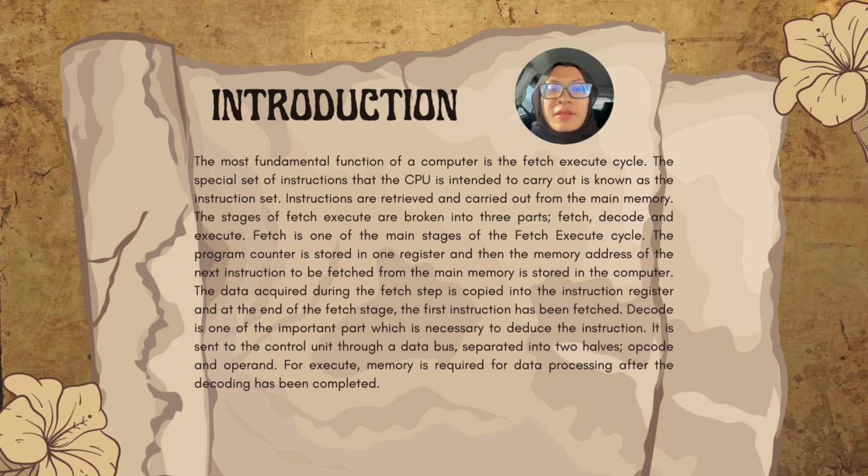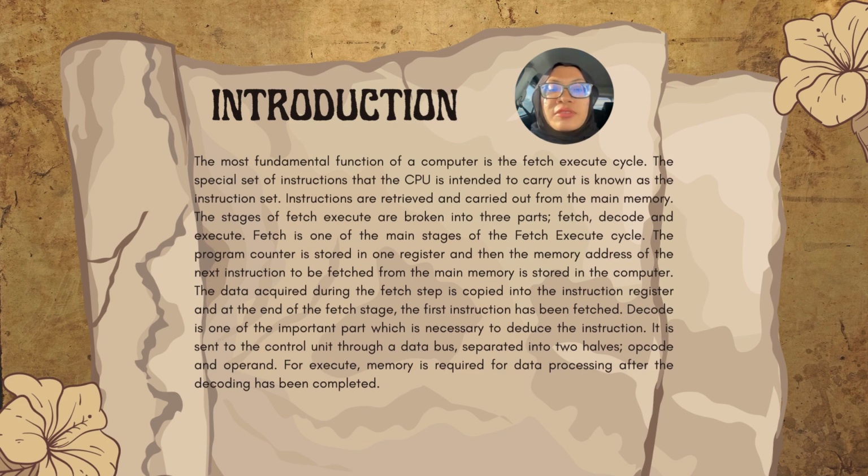The stages of fetch-execute are broken into three parts, which are fetch, decode, and execute. Fetch is one of the main stages of the fetch-execute cycle. The program counter is stored in one register, and then the memory address of the next instruction to be fetched from the main memory is stored in the computer. The data acquired during the fetch step is copied into the instruction register, and at the end of the fetch stage, the first instruction has been fetched.